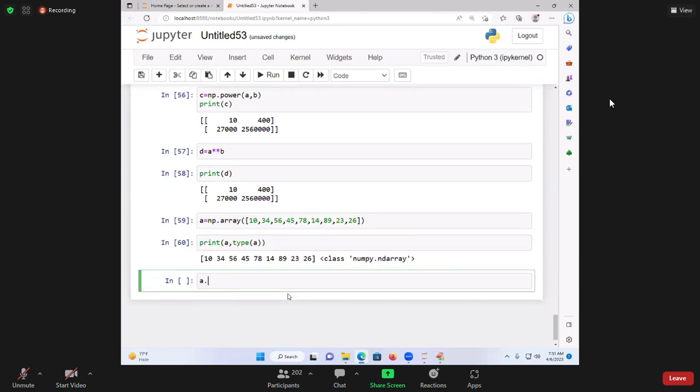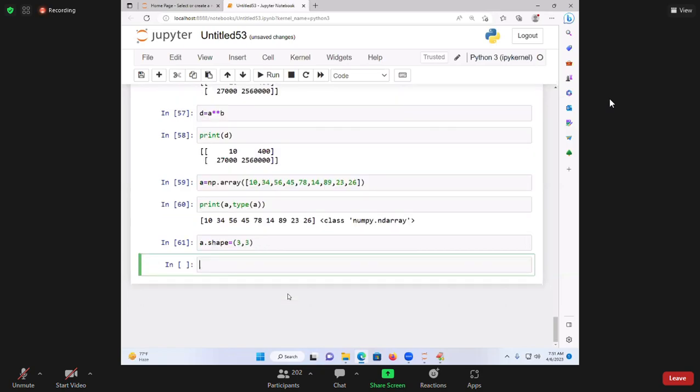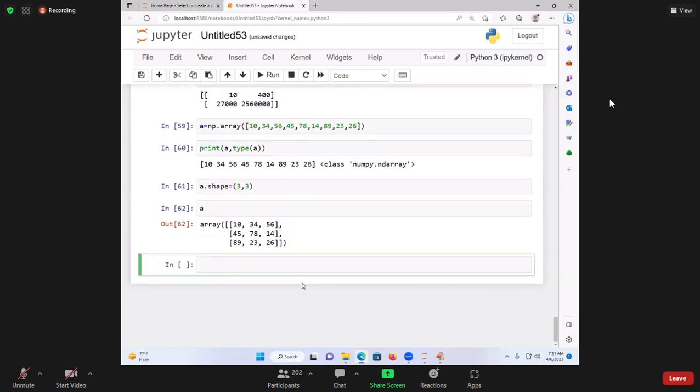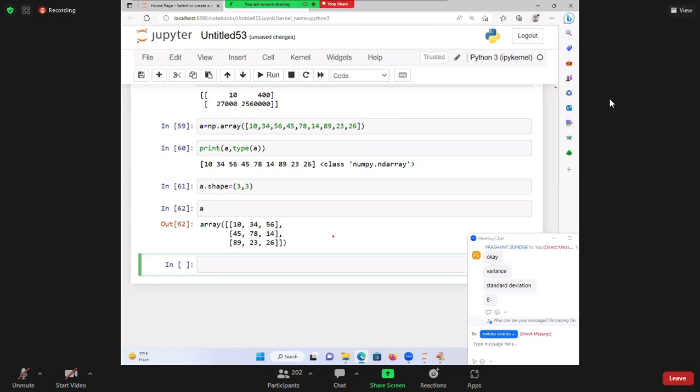Now there I will take A dot shape is equal to 3, 3. I will mention it. This is my data which is available. Now my requirement today is I want to find the max and min from this entire thing. How do you find the max and min in our list?